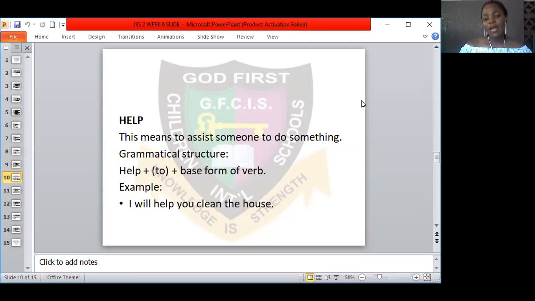If you take a look at the slide, you'll notice that the to is in brackets. So in the formation of a causative sentence using the verb help, the to is not really necessary. Example: I will help you clean the house. You can as well say, I will help you to clean the house. They are both grammatically correct.